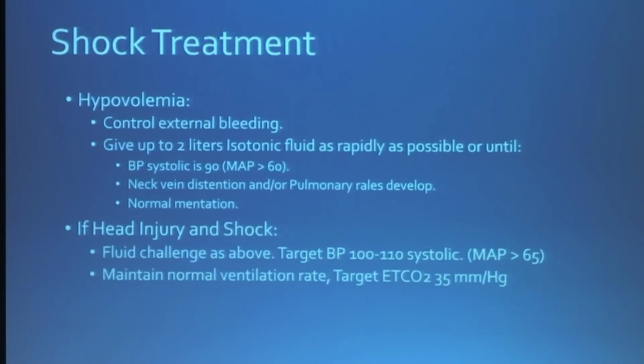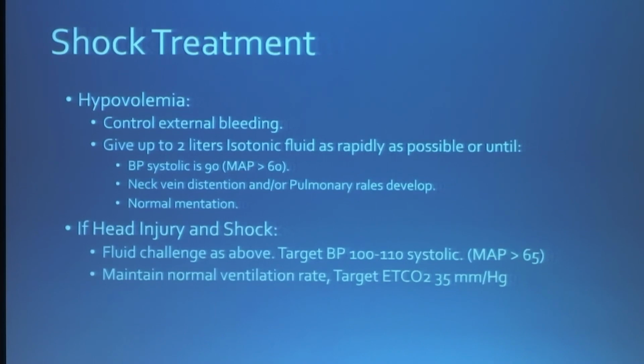Now, shock treatment, hypovolemia: control external bleeding, give up to 2 liters of isotonic fluid as rapidly as possible, or until systolic blood pressure is 90. You don't want to overshoot, because in the treatment of hypovolemia, particularly from trauma, you don't want to knock the clots off. You don't want to dilute any clotting factor if you can help it. So we'll settle for 90.